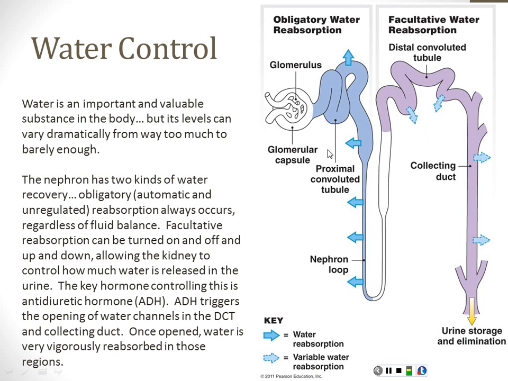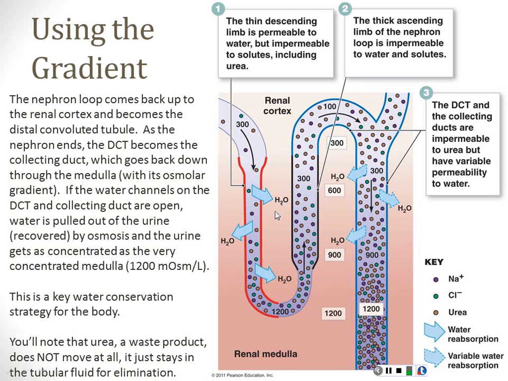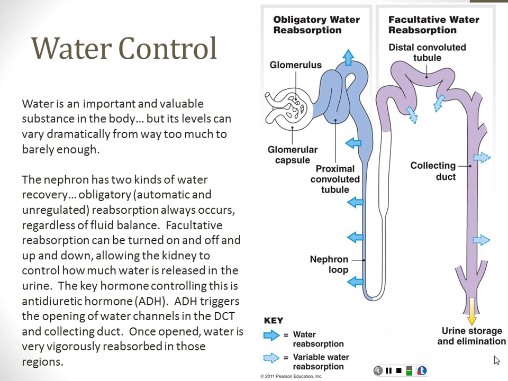Okay, so this kind of water recovery, where these channels can either be open or closed, we call that variable water recovery or regulated water recovery. Because there's essentially two ways we reabsorb water. One is what we call obligatory. In other words, it happens all the time no matter what the body's water status is. And the other is facultative, which those of you that have had microbiology will have heard that word before. That means it can be like that or it cannot be like that.